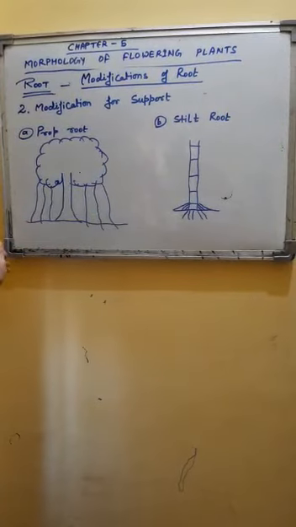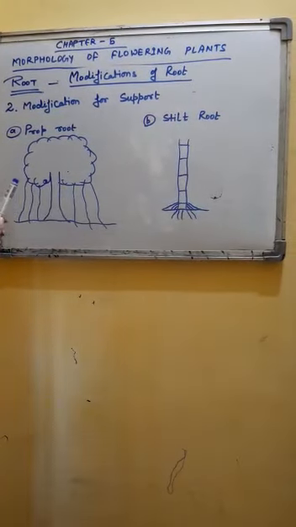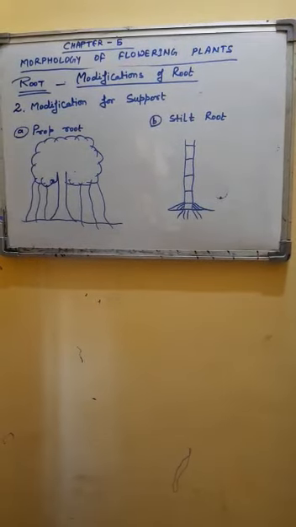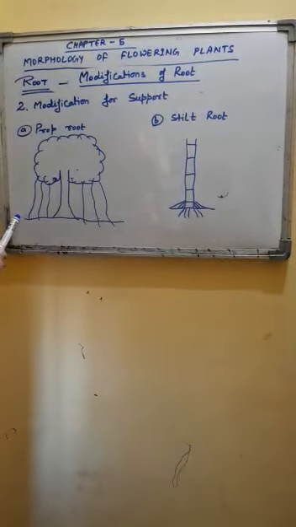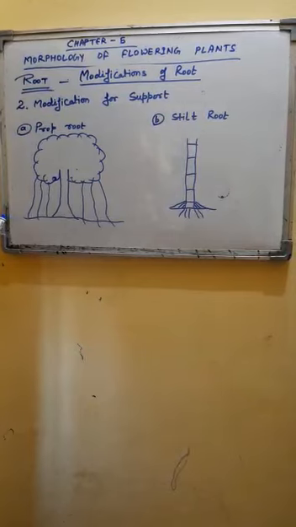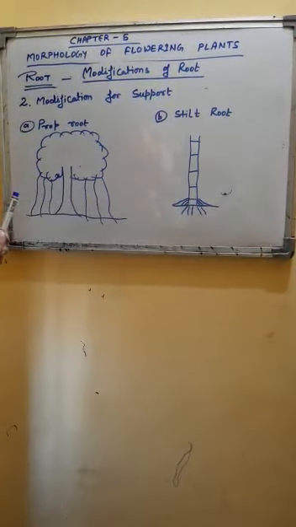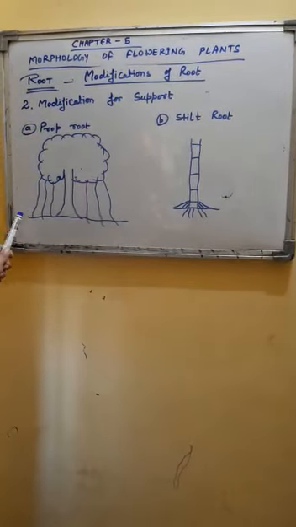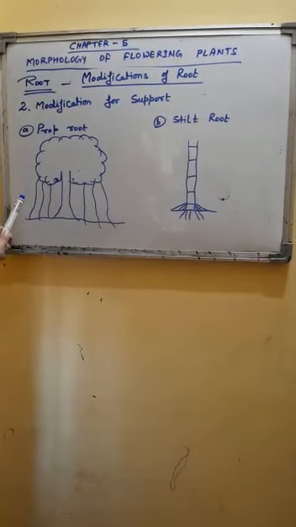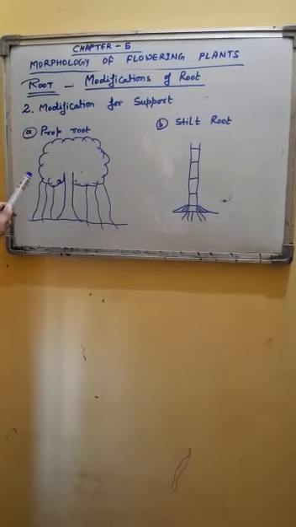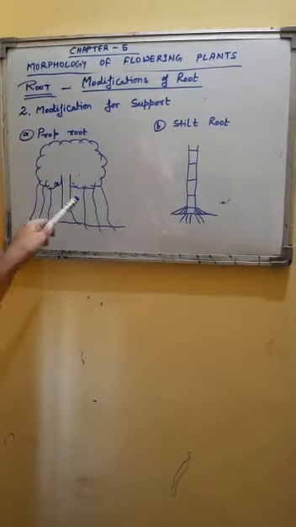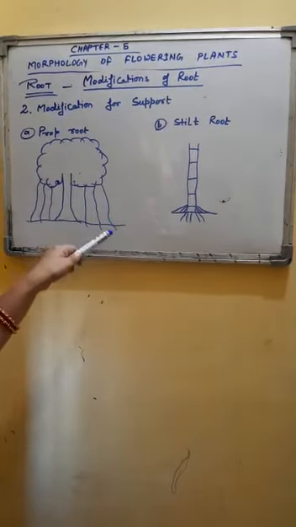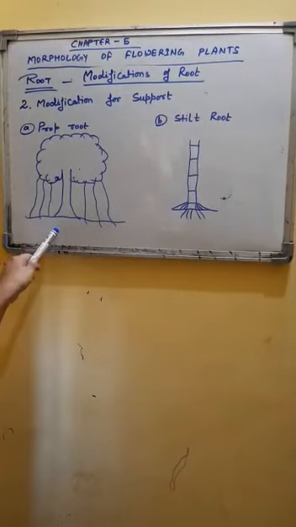You can find these pillar-like or rope-like structures emerging out from the branches of the banyan tree. It is found in the banyan tree. Various rope-like structures you can find around the main trunk of the tree. These are actually the prop roots which are arising from the branches and going inside the soil to provide support to that very big plant, very big tree.